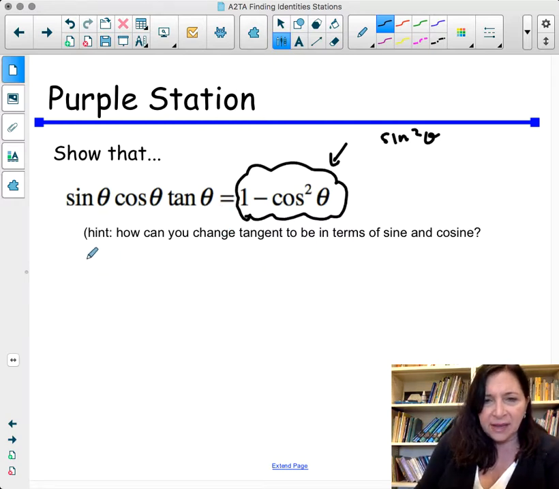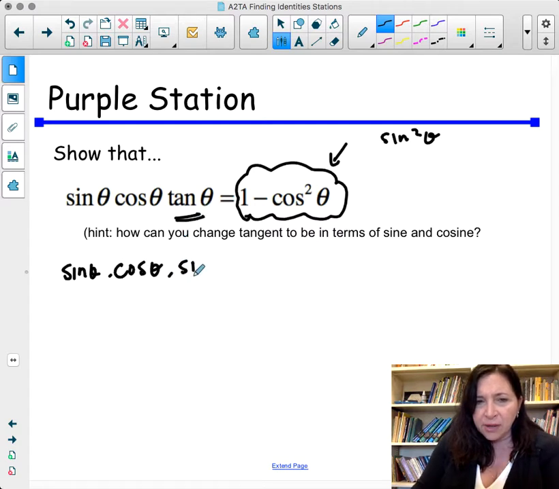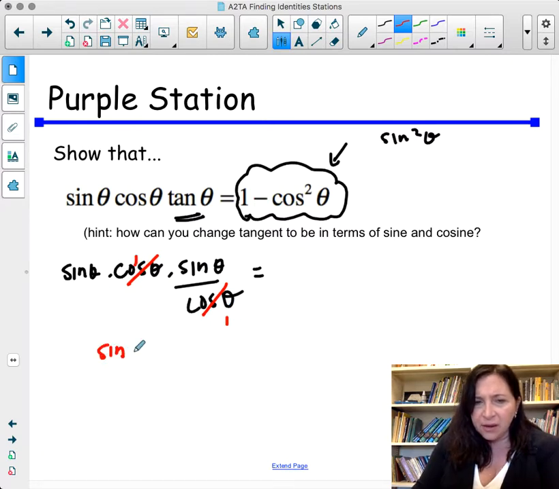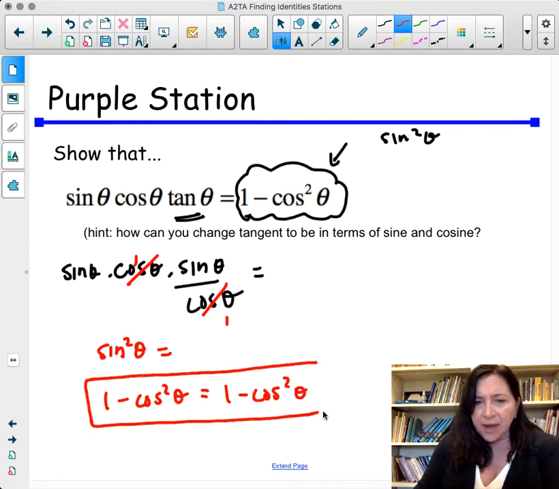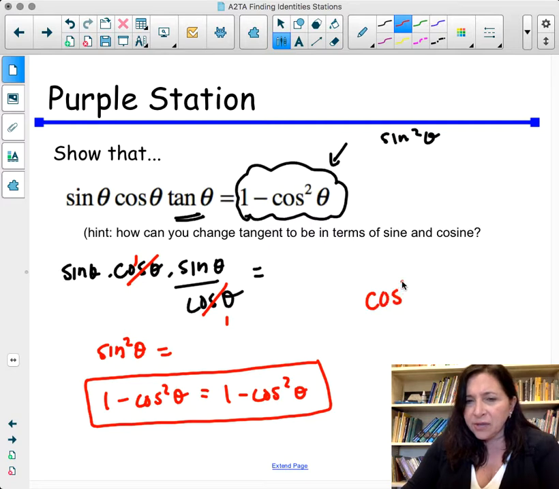So simplifying the left side, we're going to change everything to sines and cosines. So we have sine of theta times cosine of theta, and tangent I'm going to replace with sine of theta over cosine of theta. It looks to me like we're going to divide cosines out and make 1. We're left with sine times sine, which is sine squared of theta, which is equal to 1 minus cosine squared of theta, and that comes from our Pythagorean identity that said cosine squared of theta plus sine squared of theta is equal to 1.